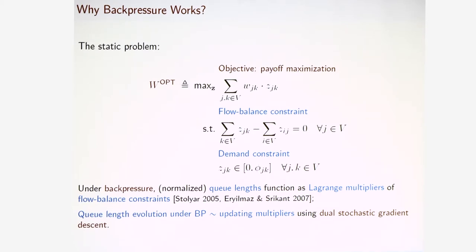Okay, so this is not a constraint for the underlying problem. This is a constraint coming from the fact that we are using Q lengths as the dual variables. Right. Yeah, an artifact.